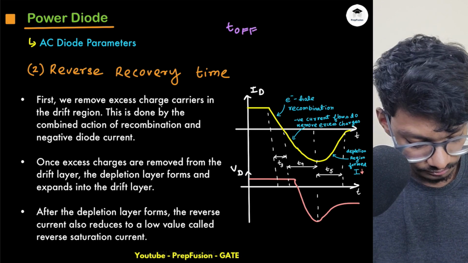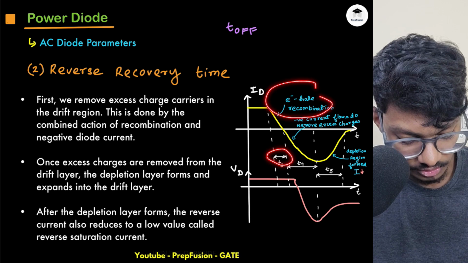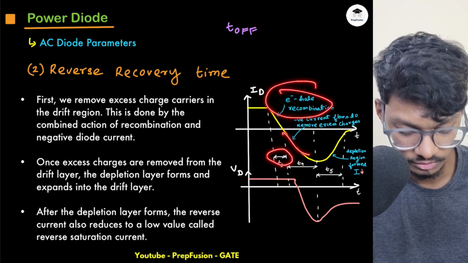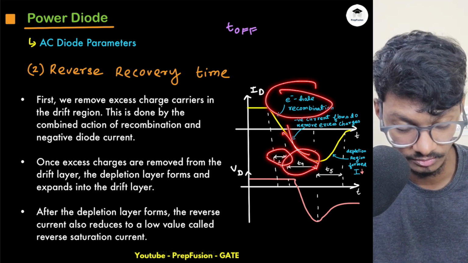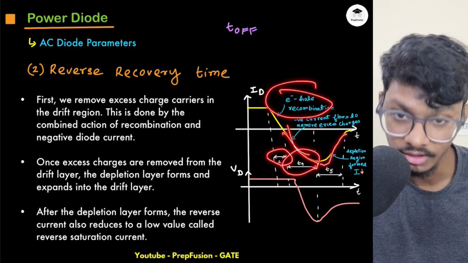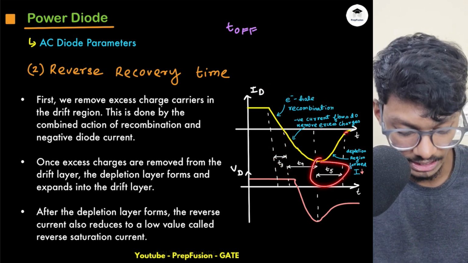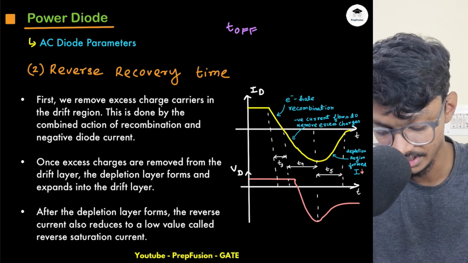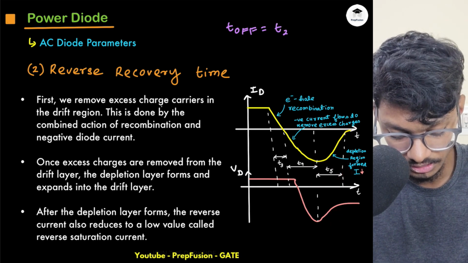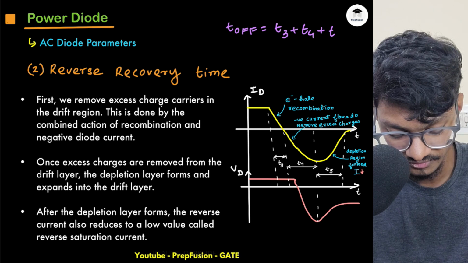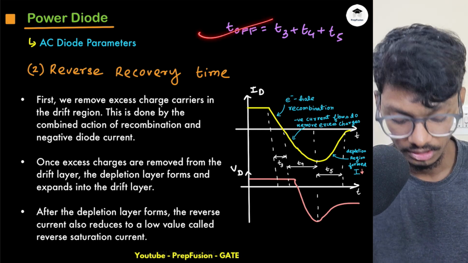T off will be what? This, where electron-hole recombination is happening, then negative current flows. This is T4, for which the maximum negative current flows. Then slowly the current also reduces. So this is also T5. And after this, both of them have reached steady state. So it will be T3 plus T4 plus T5. Don't worry, this is just for understanding purposes.